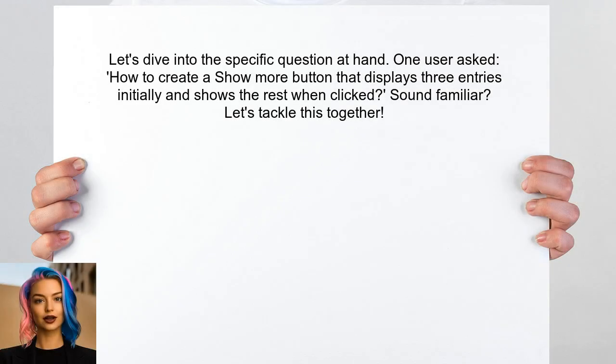Let's dive into the specific question at hand. One user asked how to create a Show More button that initially displays 3 entries from an array and then shows the rest when clicked. Sound familiar? Let's tackle this together.